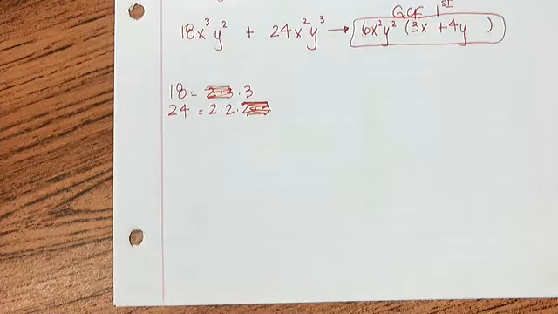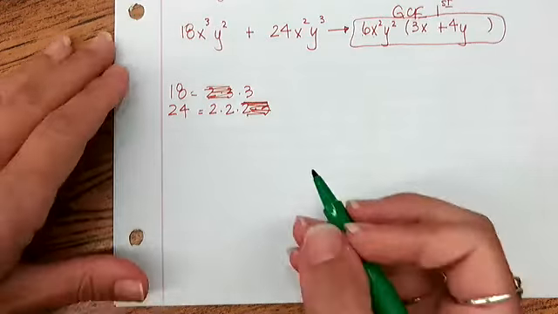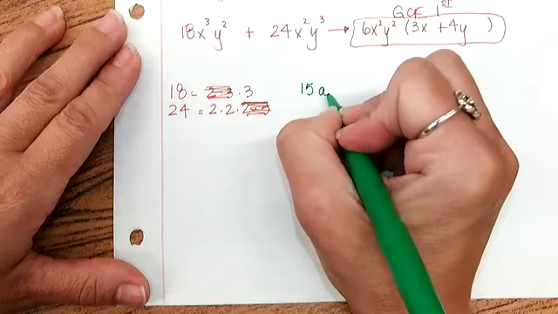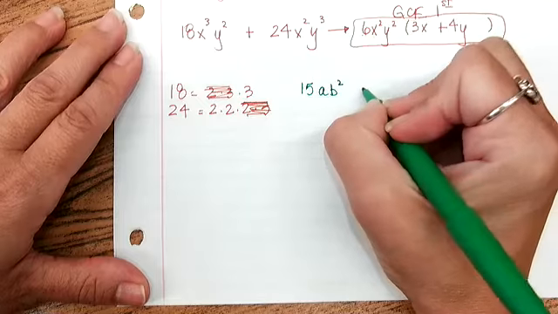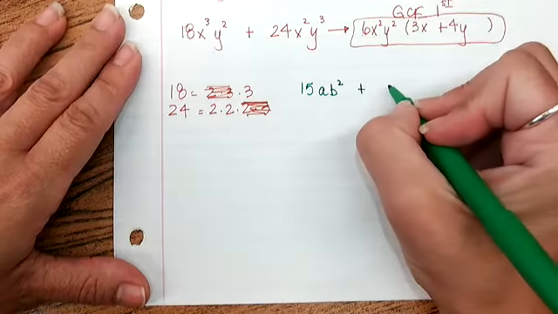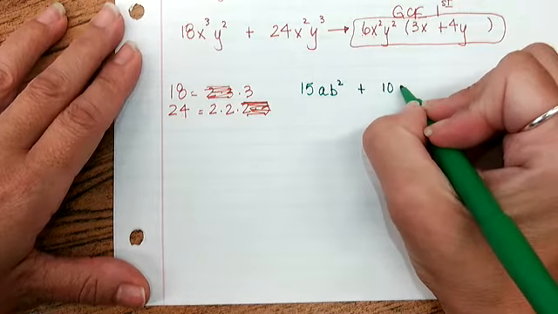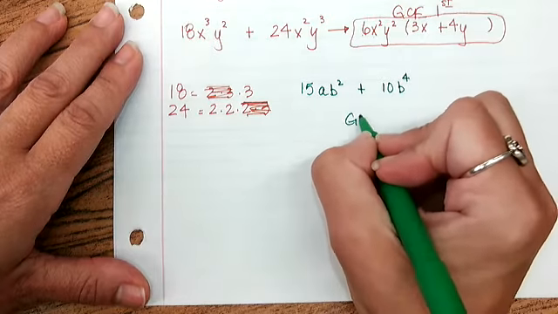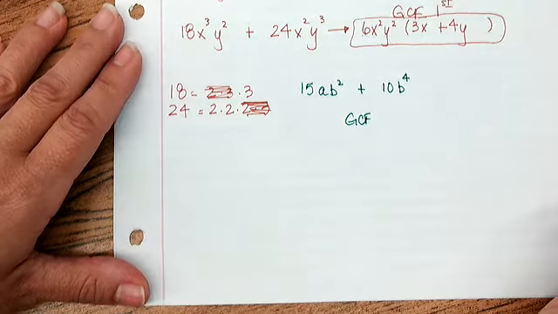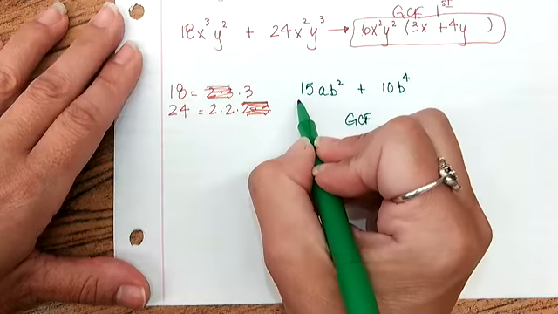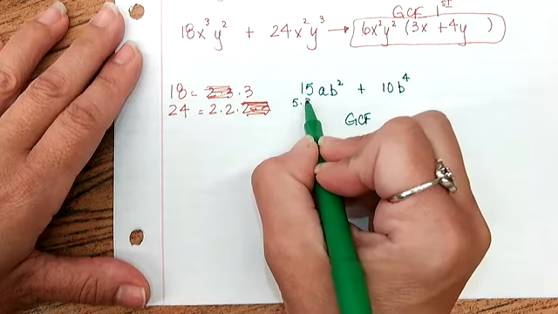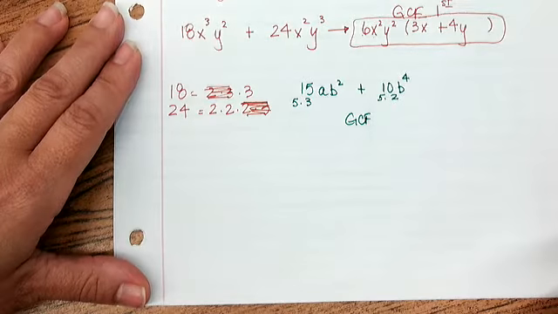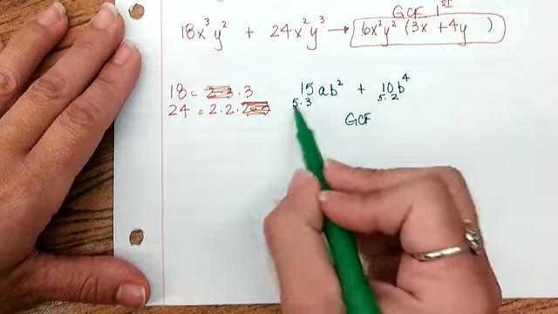So let's do another one. So I'll do a couple more again. The video is optional. Let's look at something like 15ab squared plus 10b to the fourth. First thing you need to find is that GCF. 15 is 5 times 3. 10 is 5 times 2. The most they have in common is a 5.